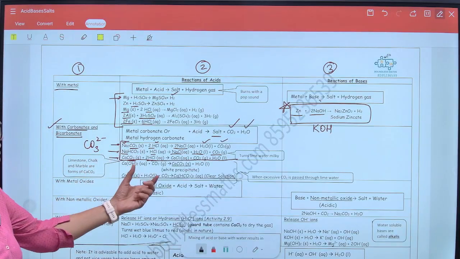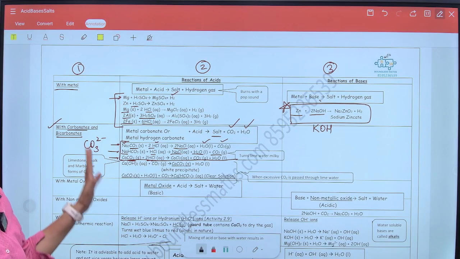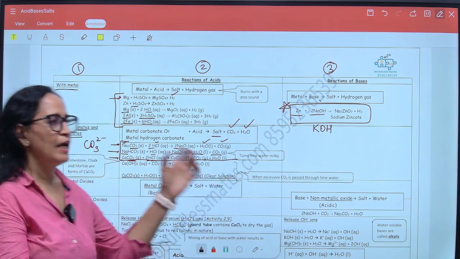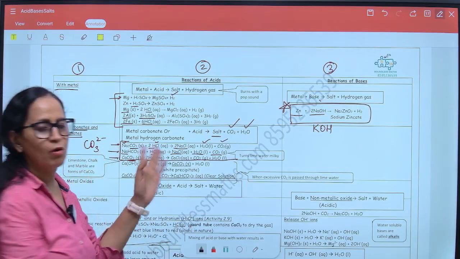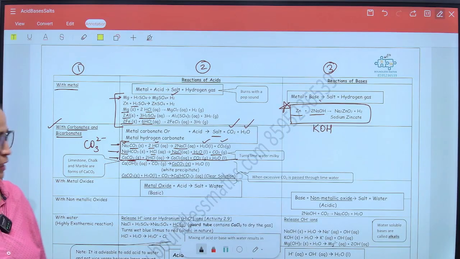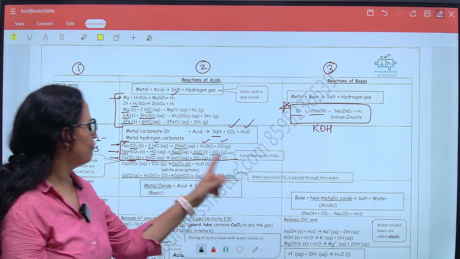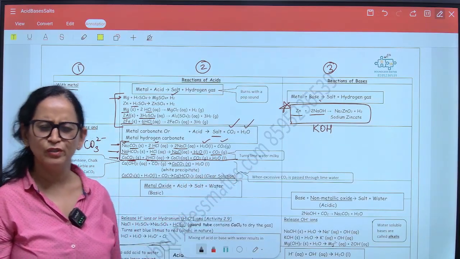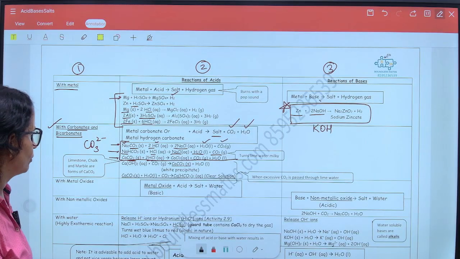If any acid is given to you and any carbonate or bicarbonate is given to you, first write CO2 and H2O and then think of the name of the salt that would get created, right? Now there is one important feature of carbon dioxide gas, that it turns lime water milky. This you must have done in lower grades also.